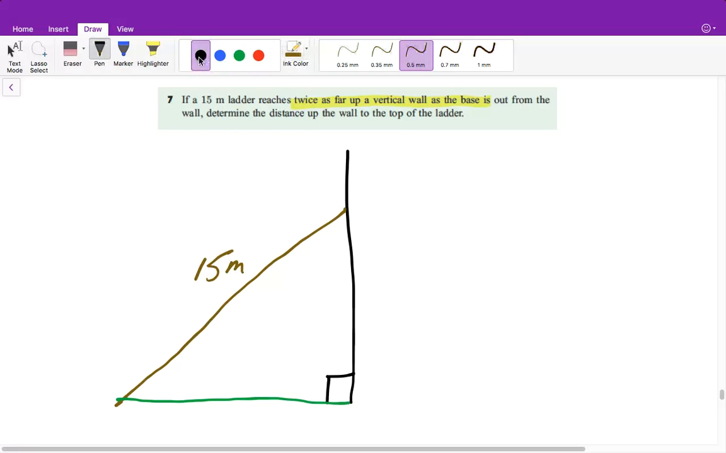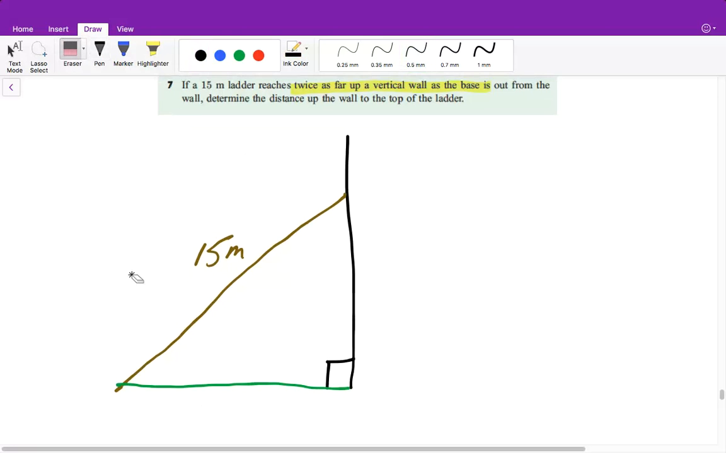We know it's 15 meters. They gave us that. So if I told you that we are 2 meters here, then if we're twice as high up the wall as we are from the base, that means this must be 4 meters. If I told you that this is 3 meters here, then this must be 6 meters. So the way that we're doing this is we're taking the shorter distance, whatever that is, x, and multiplying it by 2. So we can represent being twice as high up the wall as we are from the base by saying our base is equal to x, because that's shorter, and then up the vertical wall will be 2x.